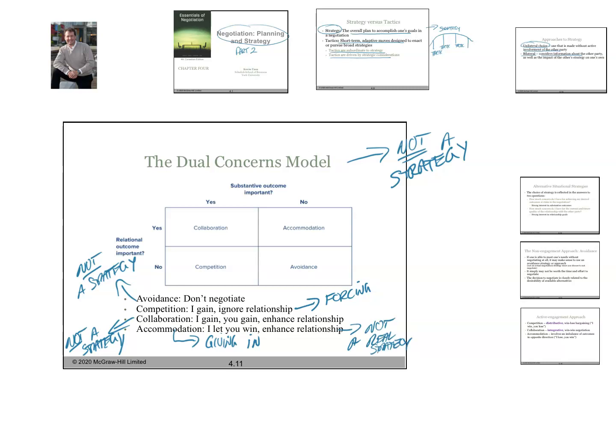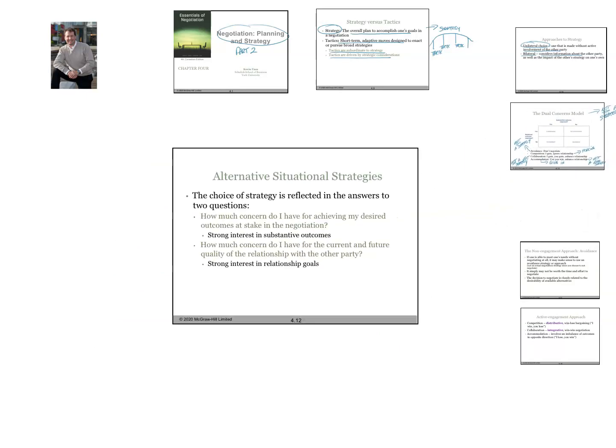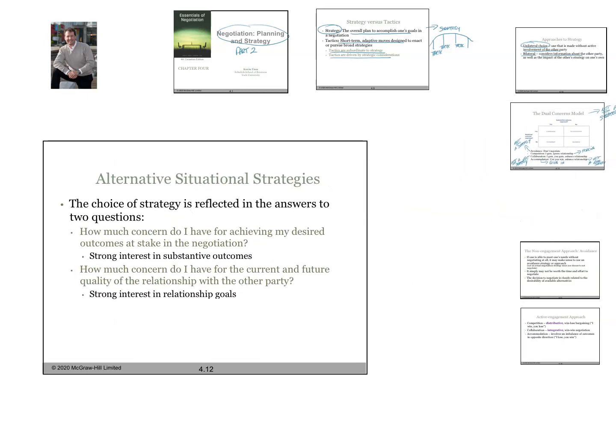The next 3 visuals we're going to look at simply reiterate and re-clarify what we've been talking about all along. So if we look at alternative situational strategies, this is what we've been talking about so far. So think of this as kind of a review. And it's important to be really clear about this.